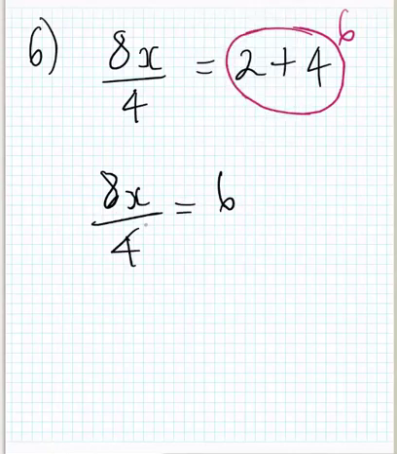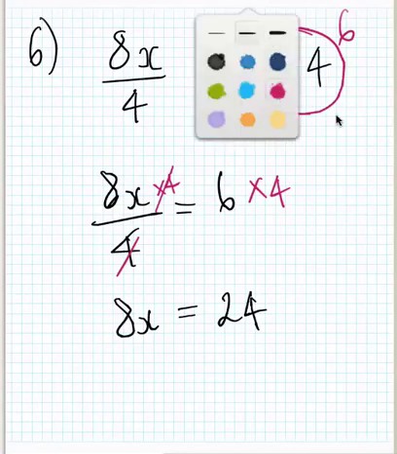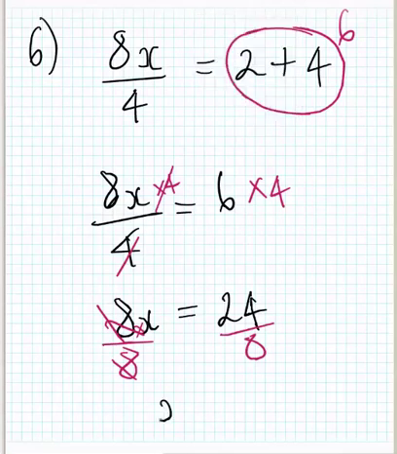The next thing to go is the 4 here. 4 is the furthest away, and the opposite of dividing by 4 is to times by 4. And that cancels out, and times by 4 on this side. So we end up with 8x equals 6 times 4 is 24. And finally, that 8 is next to go, and we know that 8 is joined to the x by times, so we divide by 8, that cancels out, divide by 8, so we end up with x equals 24 divided by 8 is 3.